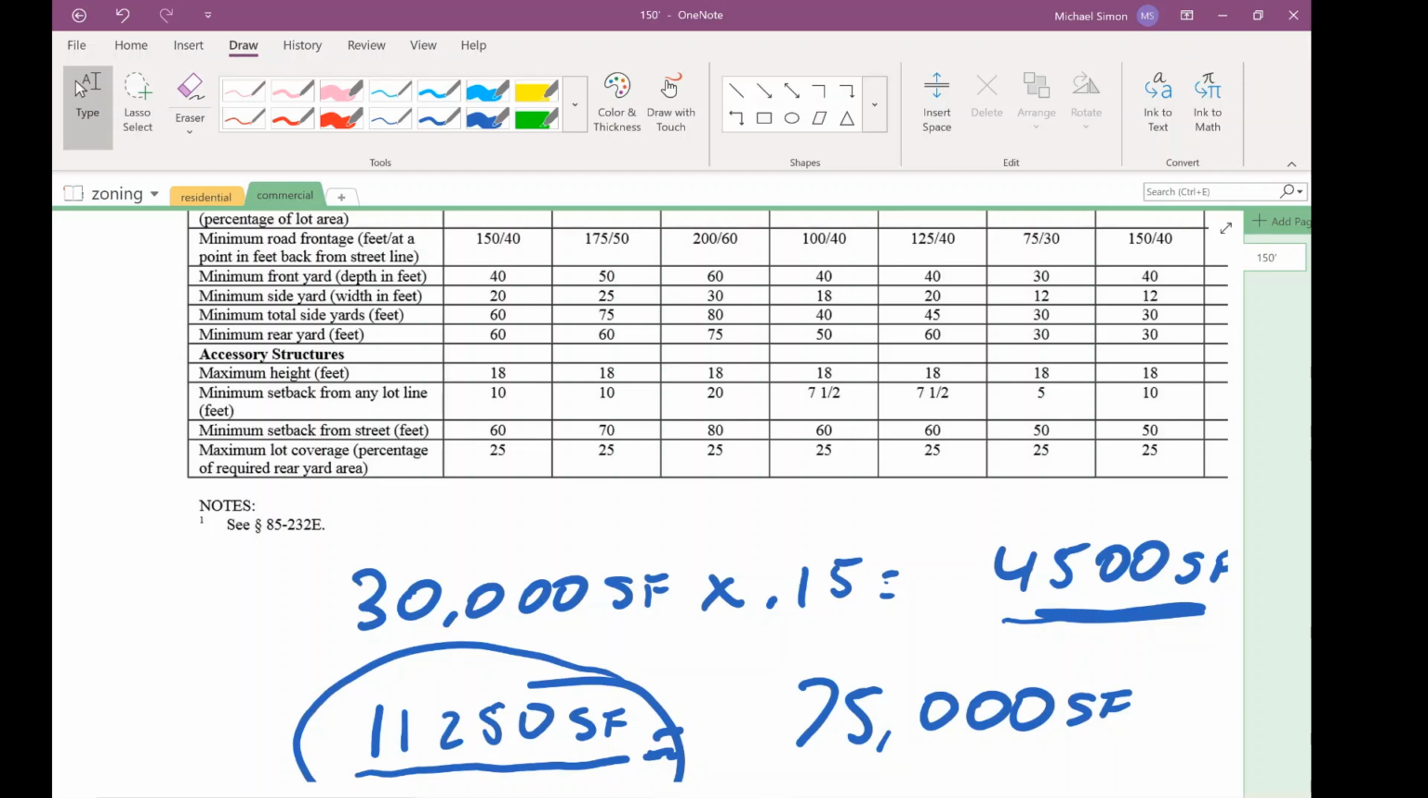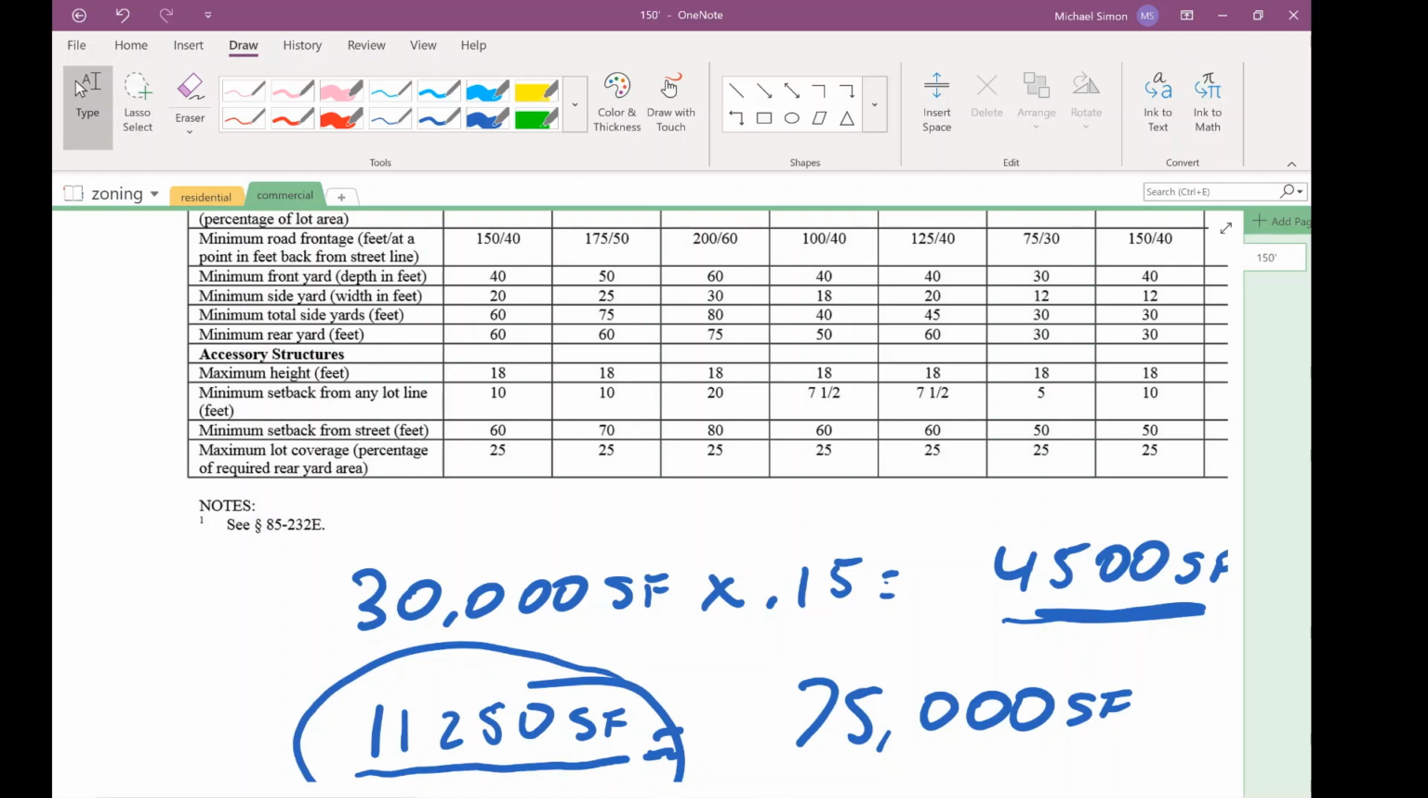That has a maximum height of 18 feet. It cannot be less than 10 feet to any particular lot line. It's got to be set 60 feet back from the street. So something like a carport that might be on the side of a house can't be towards the 40-foot front setback. It's got to be towards the rear of the house itself, 60 feet off the front of the road.